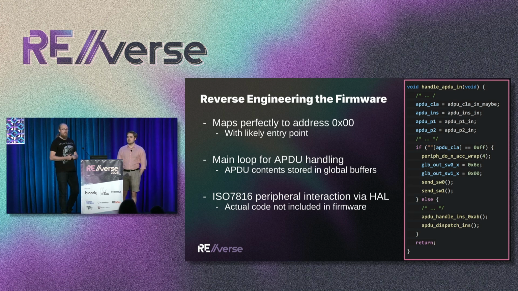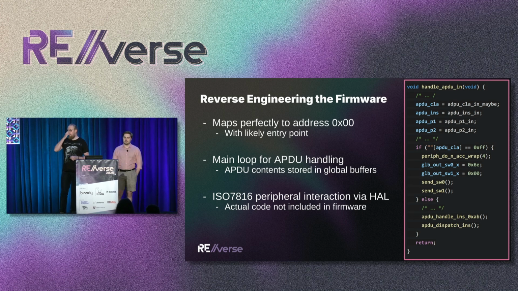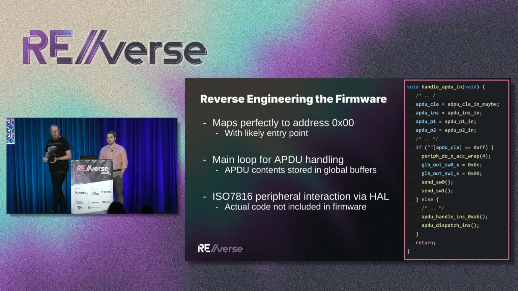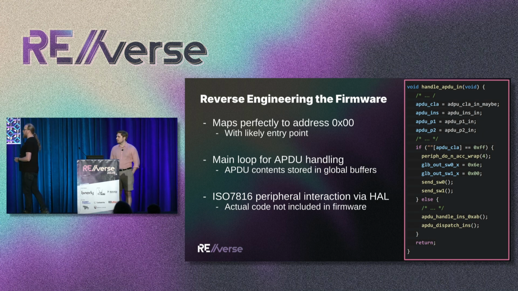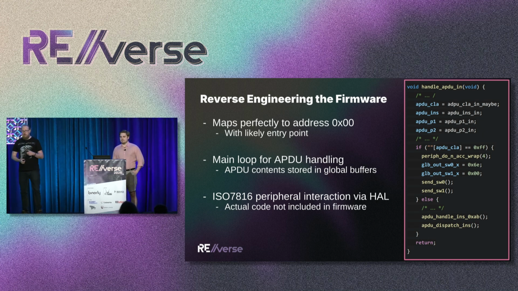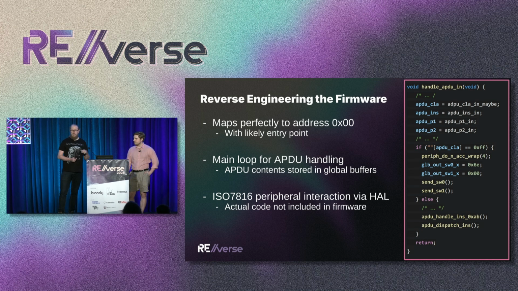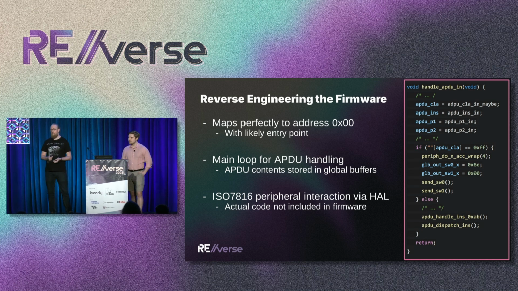It also looked directly like an entry point, like how firmware entry points look like, copying over some data from ROM to RAM and similar, and then going to a never-ending main loop. This main loop is handling incoming APDUs and stores the different parameters like the instruction class, the status words, and similar, all in global variables.